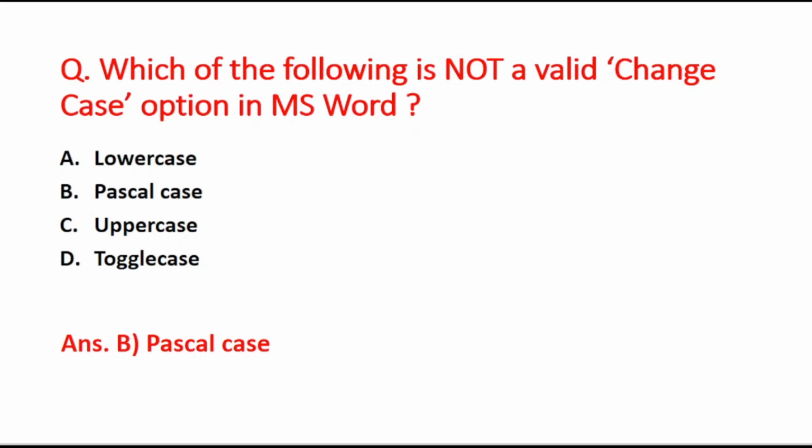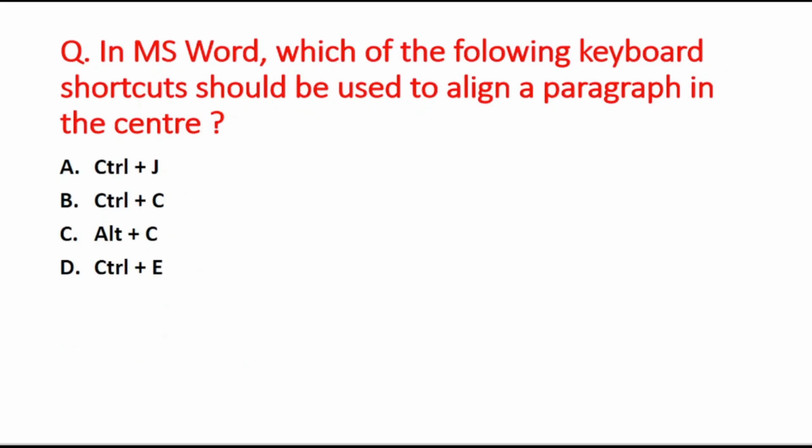Okay. Now the next question is, in MS Word which of the following keyboard shortcuts should be used to align a paragraph in the center? A option is Ctrl plus J, B option is Ctrl plus C, C option is Alt plus C, and D option is Ctrl plus E.